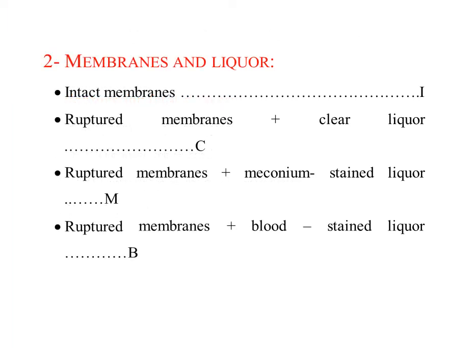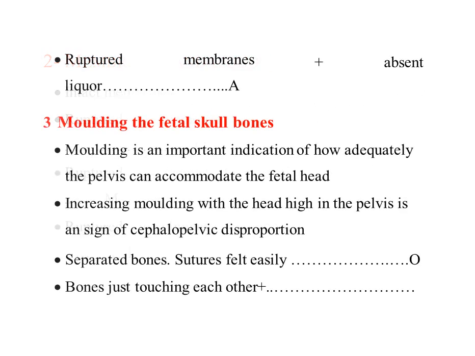Membrane and liquor: intact membrane; ruptured membrane plus clear liquor; ruptured membrane plus meconium-stained liquor; ruptured membrane plus blood-stained liquor; ruptured membrane plus absent liquor.